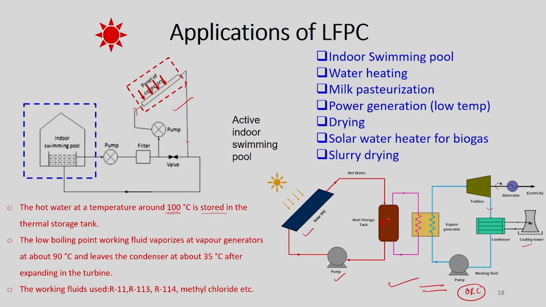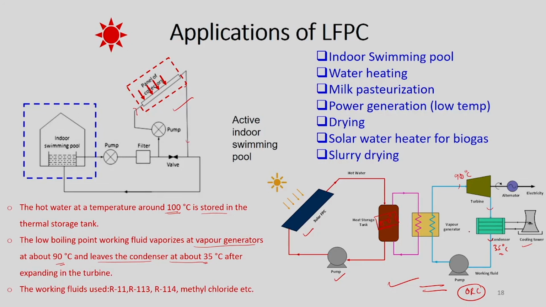So the water temperature stored in this tank is about 100 degrees C, and then the low boiling point working fluid vaporizes at the vapor generator at around 90 degrees C and leaves the condenser at 35 degrees C. It may be 90 or 95, with some losses, so maybe 90 degrees C. Even though the Carnot efficiency is very low, sometimes this configuration can still be applied for generation of a small amount of power. The expansion will be from 90 to 35 degrees C here.